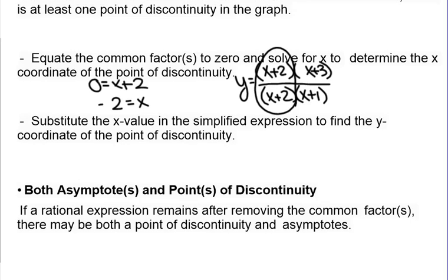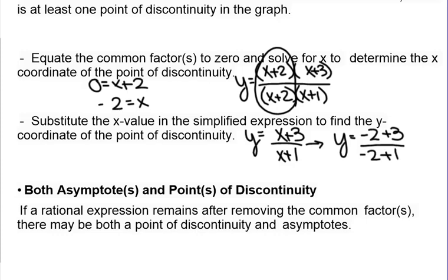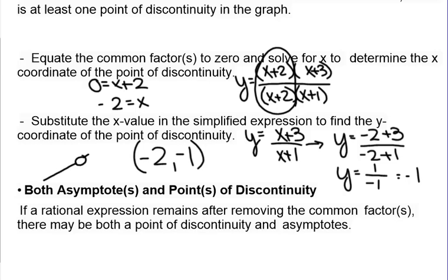Then we would substitute the x value into the simplified expression. Our simplified expression would be y is equal to x plus 3 over x plus 1, and we would plug our x-coordinate into that. So this would become y is equal to negative 2 plus 3 over negative 2 plus 1. So y is equal to 1 over negative 1, or just negative 1. This means the coordinate of our point would be negative 2, negative 1. What that looks like is, if we've got a function, there would be a hole or a point of discontinuity, and then our function would continue on.